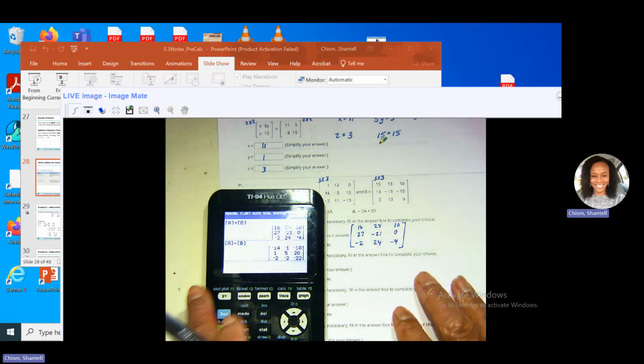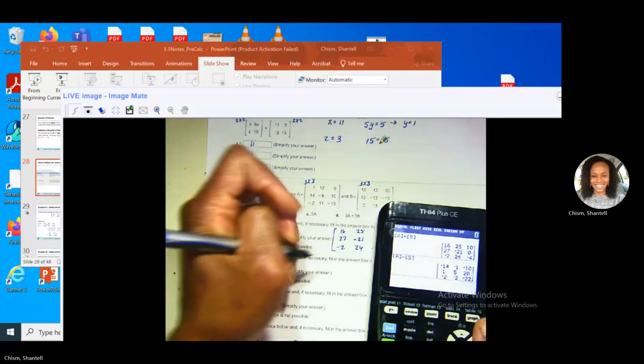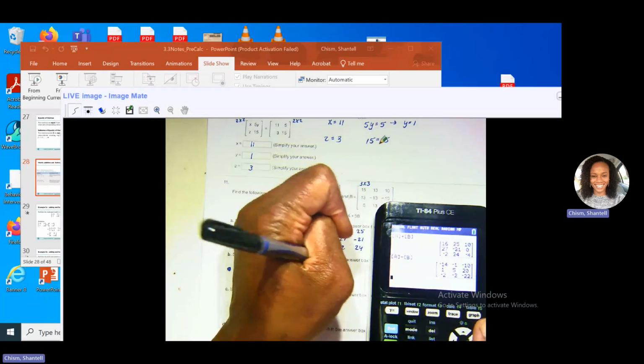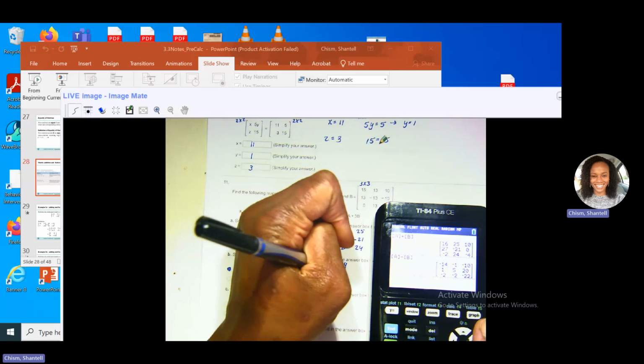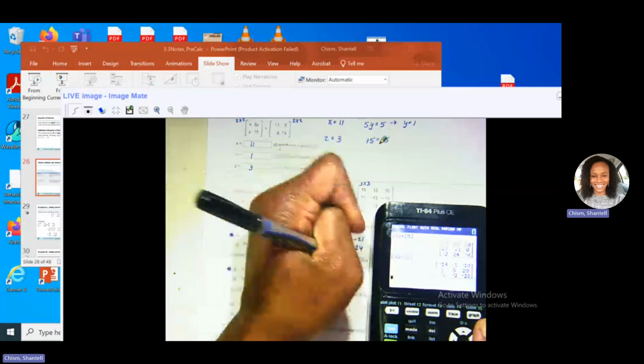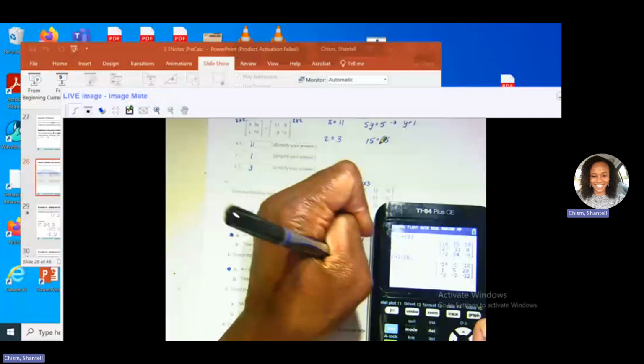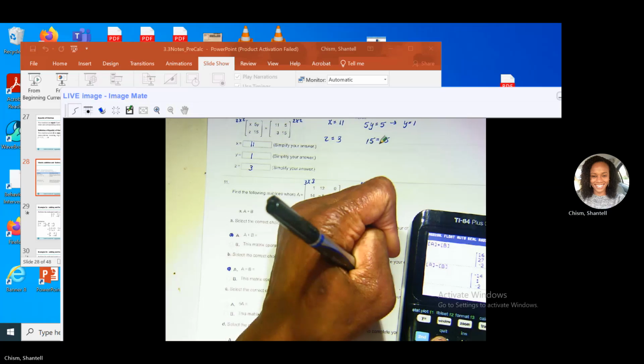So you just select right here and you'll enter -14, 1, -2, -1, 5, -2, -10, 20, -22. Okay.